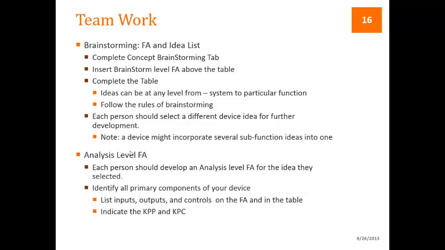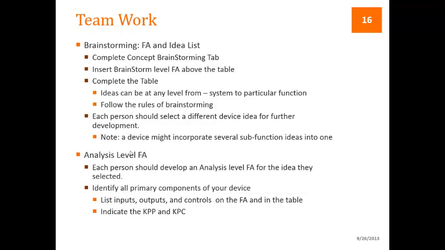So in the brainstorming, the first thing you have to do is draw a functional analysis. So come up with all the functions that you're going to need your device to do, figure out how they're linked together, put your verbs in there, and then use that to complete your brainstorming tab. So use that as your brainstorming. Then complete the table in that tab. And remember, ideas can be at any level.